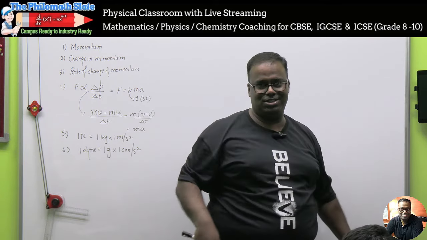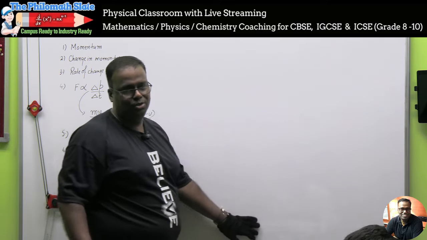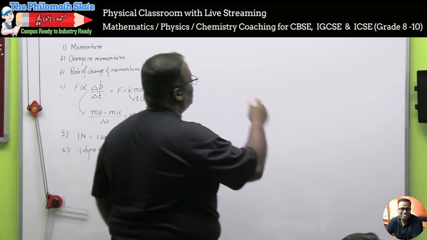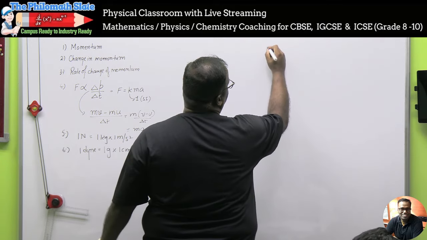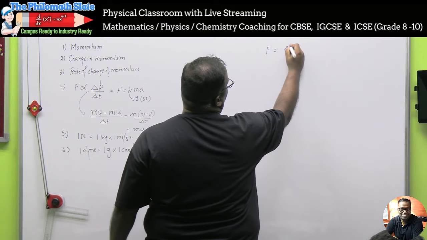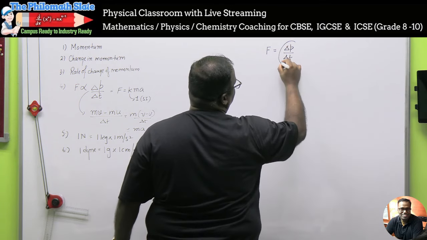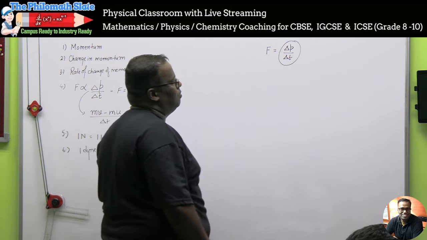That is net force of all forces that are acting on you. Understood? Now let's look at Newton's second law once again. Newton's second law says that F is equal to delta P over delta T. We need to understand this: change in momentum over time.